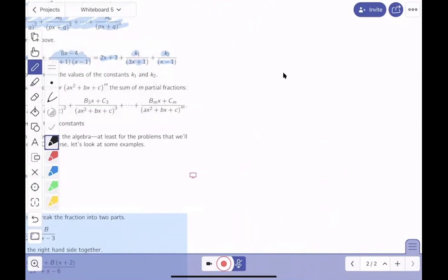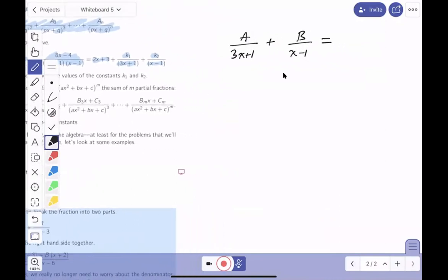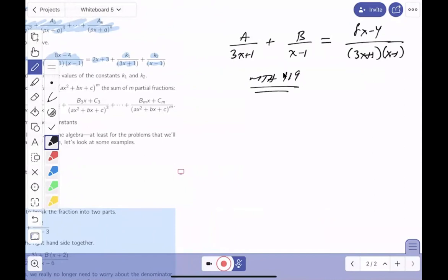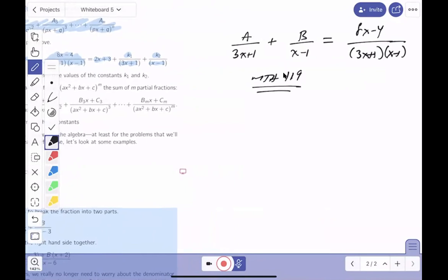I'll write this down for you. So A over 3x plus 1 plus B over x minus 1 would be identical to what's supposed to be identical to? 8x minus 4 over 3x plus 1, x minus 1. Now, this is where your Math 120 teachers, I'm sorry, it's Math 119, yes, 119, may have done something different. They may have equated coefficients. I don't do that unless I have to, but I will go through that method when we get to problems.